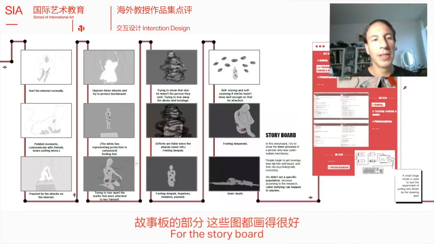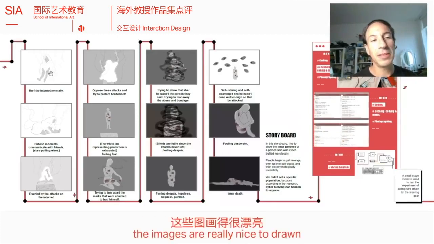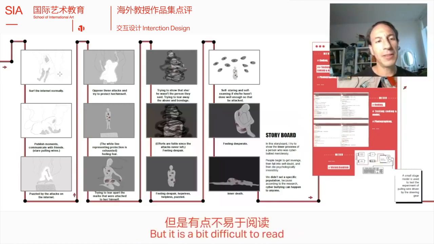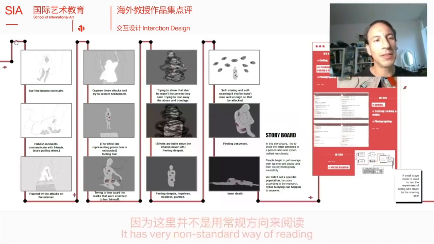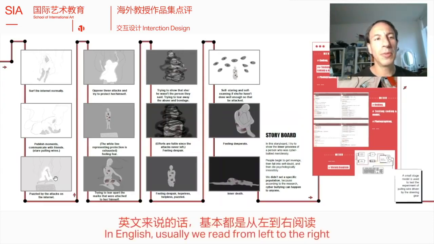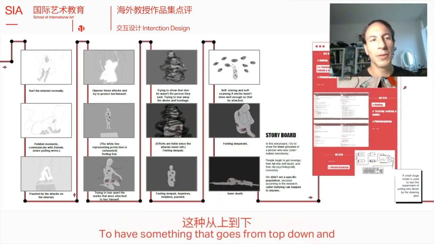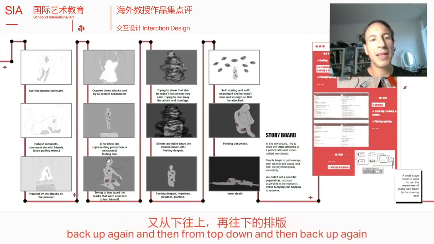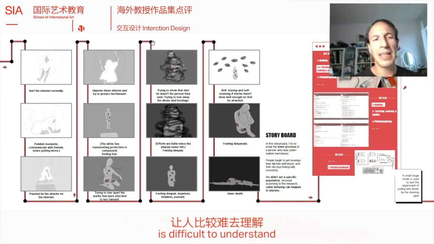For the storyboard, these images are really nicely drawn, but it's a bit difficult to read because it has a very non-standard way of reading. In English, usually we read from the left to the right. So to have something that goes from the top down and then back up again, and then the top down and then back up again, is difficult to understand.